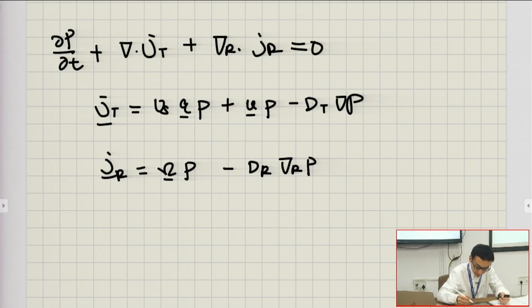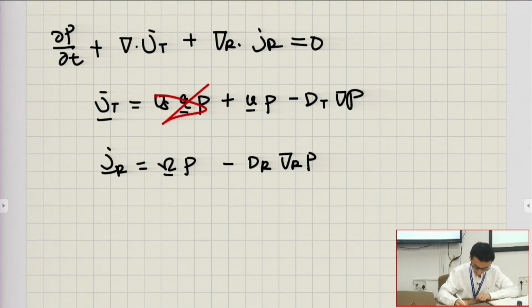However, we don't have this term here. We don't have a swimming term. And that's it. So what's the consequence of that? There are a few consequences.